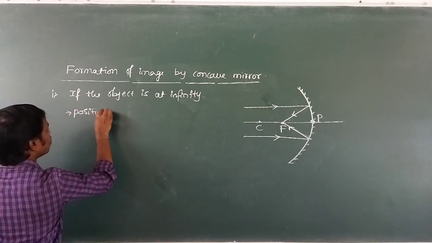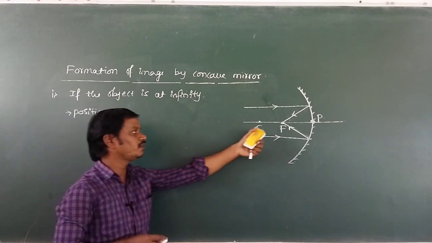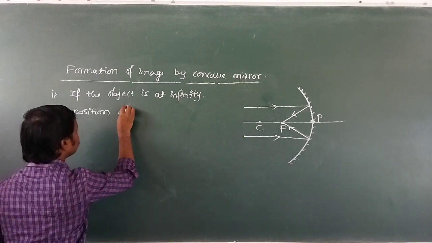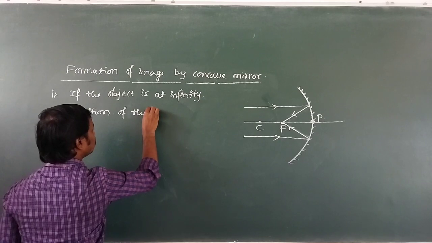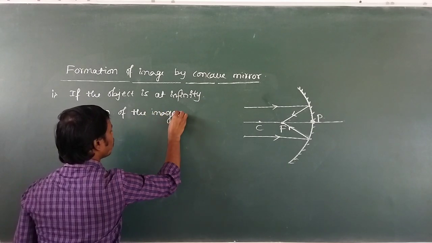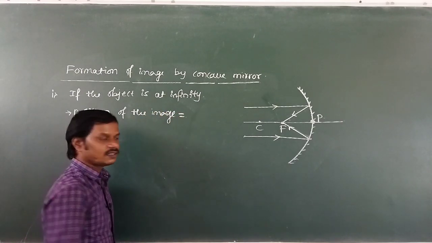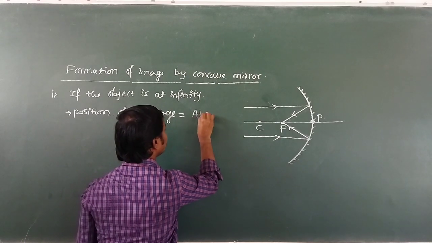If the object is at infinity, what is the position of the image? The position of the image is at F.